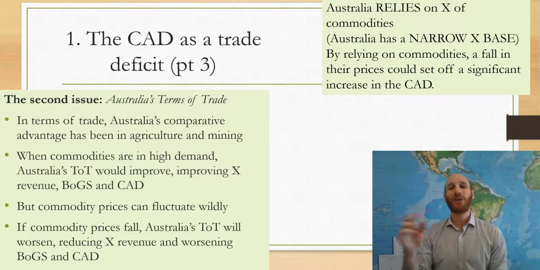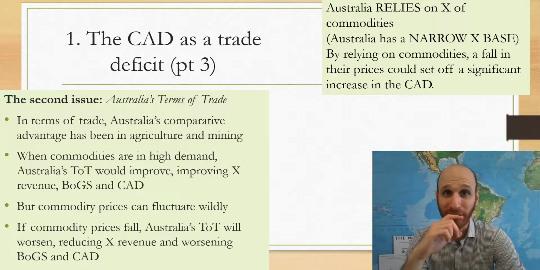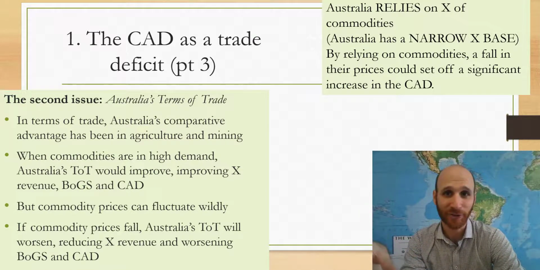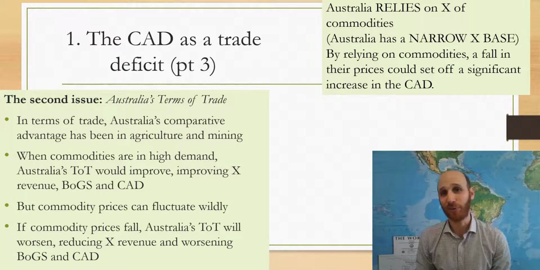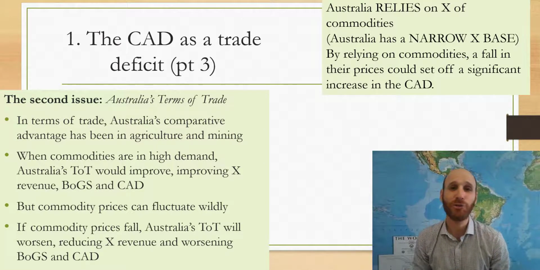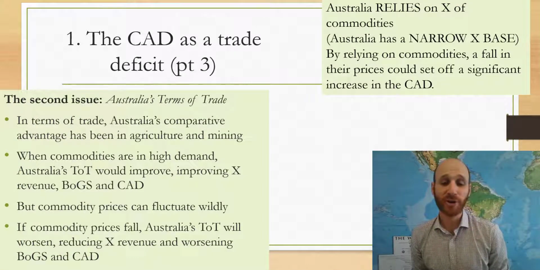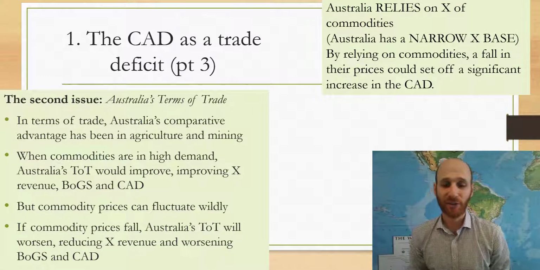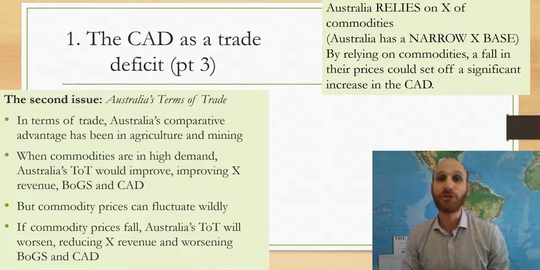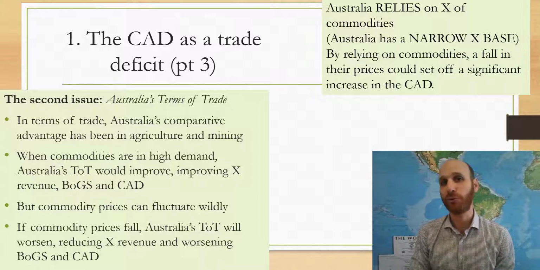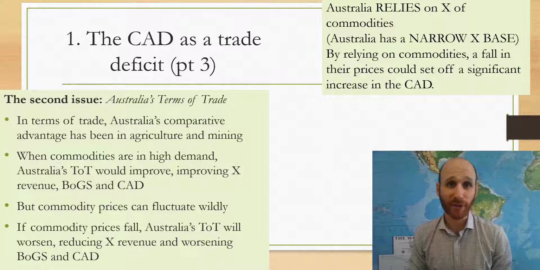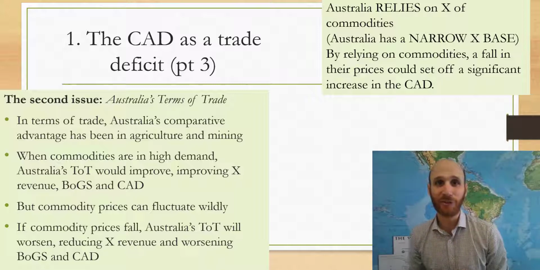So what's the point? Australia relies on exports of commodities at the moment based on our export base. Australia has that narrow export base where commodities are a huge portion of what we export. By relying on commodities, a fall in their prices could set off a significant increase in the current account deficit. So in terms of these points, we can see that the current account deficit has been portrayed as a trade deficit, as a problem between the money that Australia receives for its exports and the money that it pays for its imports.